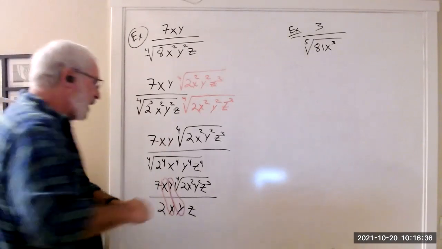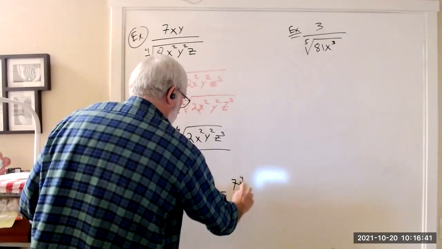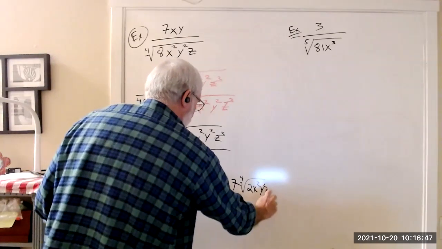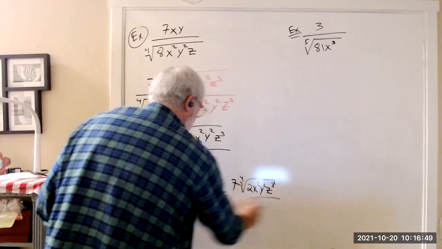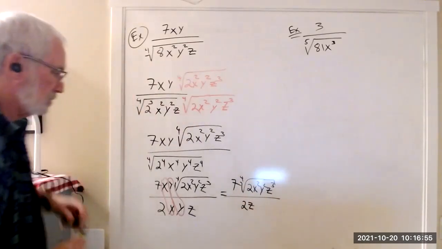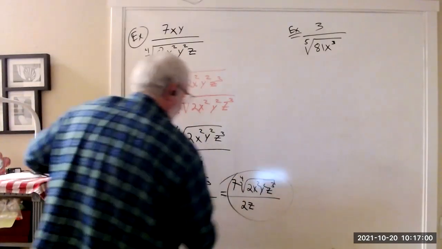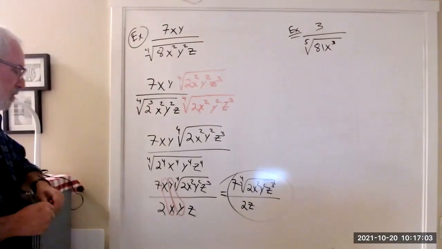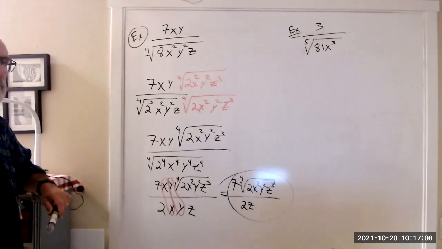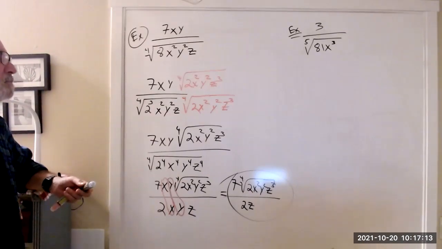So final answer for this problem: 7 fourth root of 2x squared, y squared, z to the third over 2z. And that would be my final answer right there. Is that okay with everybody? Okay.